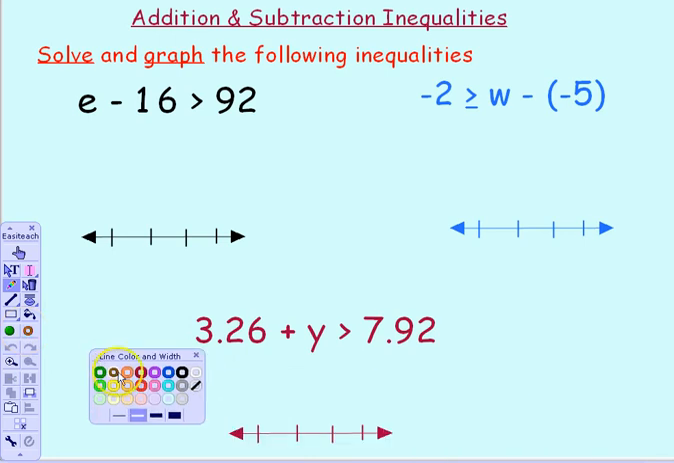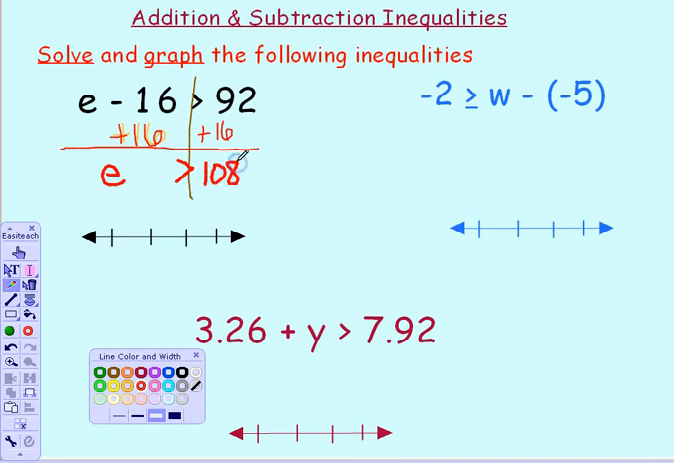In our first example, we're looking at e minus 16 is greater than 92. We're going to draw our line down our inequality mark, just like we would draw a line down an equation, and then we're going to do the inverse operation. So in this case, we're going to add 16. When we add 16 to both sides, we have e left over on the left, greater than 92 plus 16, which is 108. There's our solution.